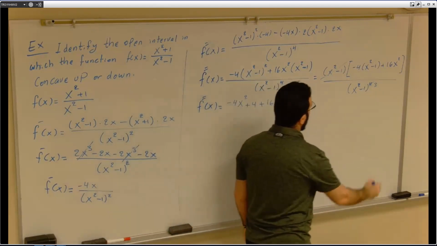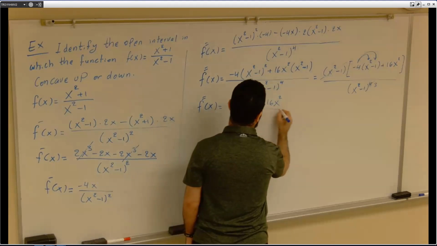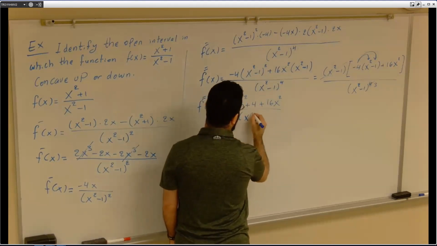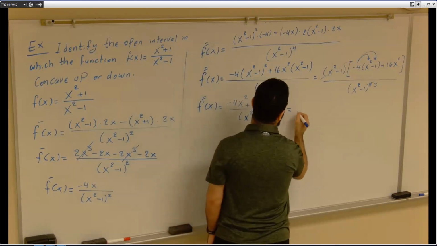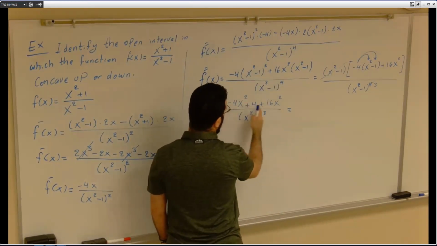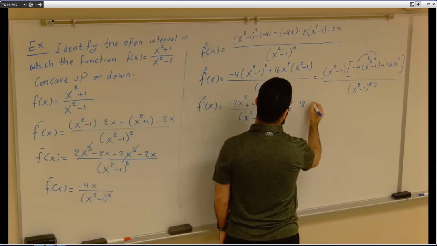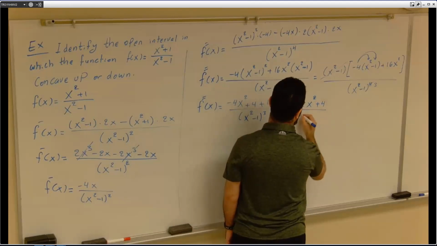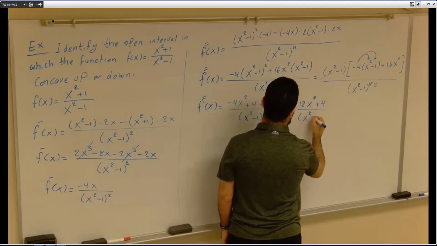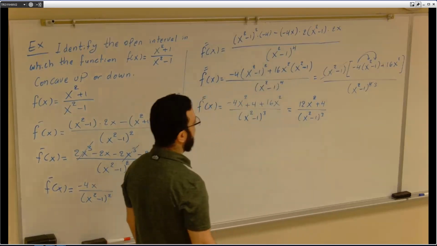And distribute negative 4 here. Everything is divided by x squared minus 1 cubed. Combine the like terms here. Negative 4 plus 16 is going to be 12. So 12x squared plus 4 divided by x squared minus 1 cubed. So here's our second derivative.